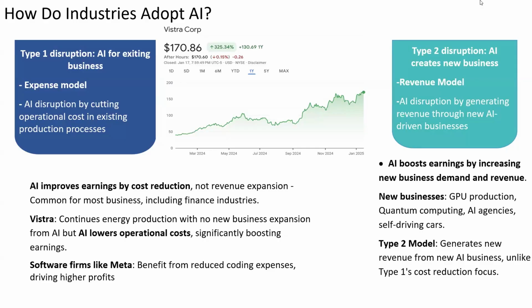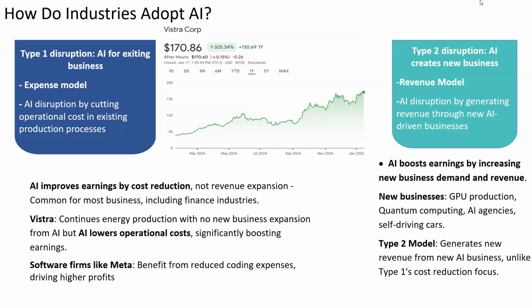But look at type 2. Type 2 is a revenue model, and it's different. AI is disrupting and generating new business. The examples here are GPU production, quantum computing, AI agents, self-driving cars. These are the new businesses created by AI. They are not doing a traditional business by cutting the cost. They completely create a business to meet the demand from AI. So you can see that they are not just reducing the expense. They are boosting the revenue from new business and new demand.